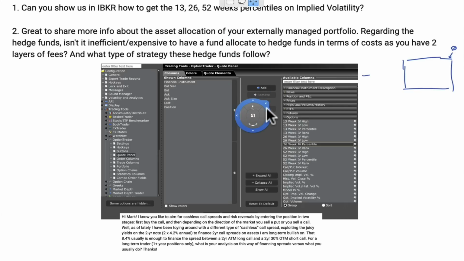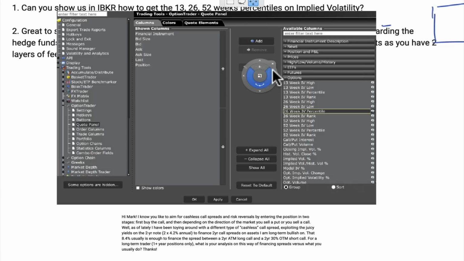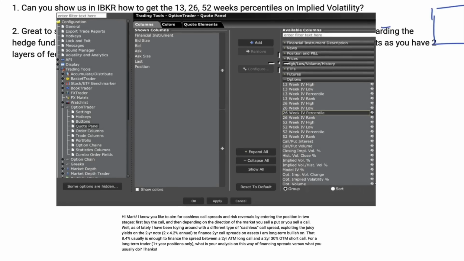Let me just see if I can increase the size of this so you've got it. And it looks complicated, right? But over here under Option Trader, click on Quote Panel. Let me get a better color there for this screen. Click on Quote Panel and your screen will look like this. In the far column over here, find the menu item that has options. Click on that. It will open up. You can see here there is 13-week IV percentile, there is 26-week, and there is 52-week. Highlight what you want and click the Add button and it will show up over here.